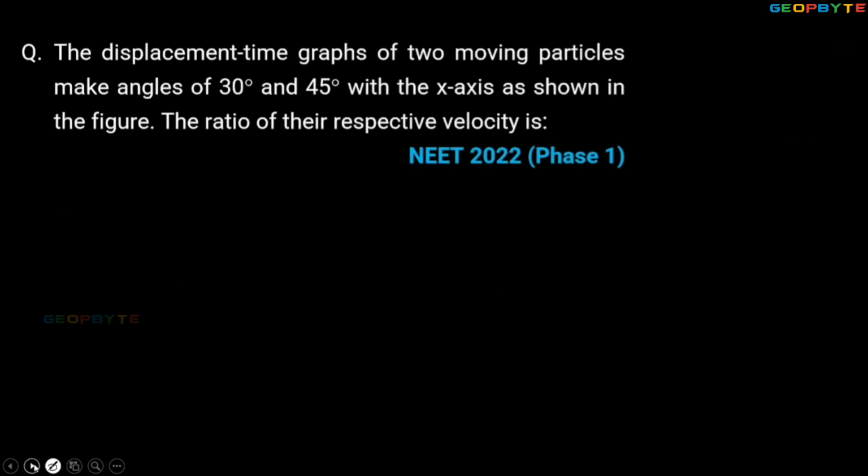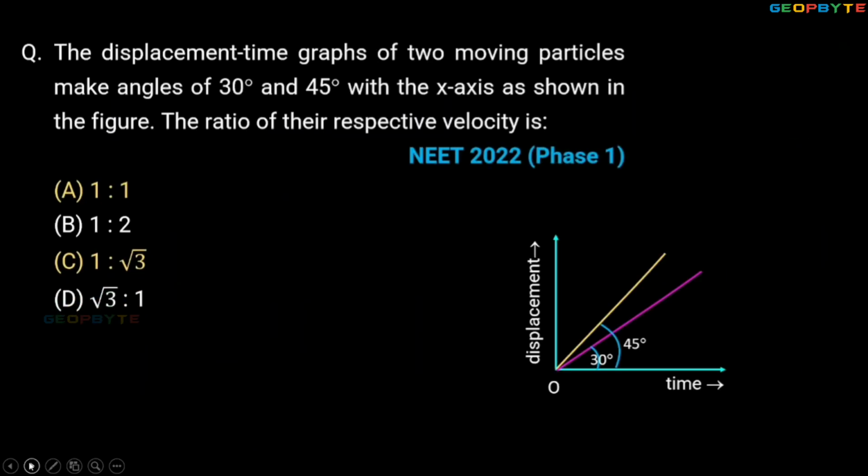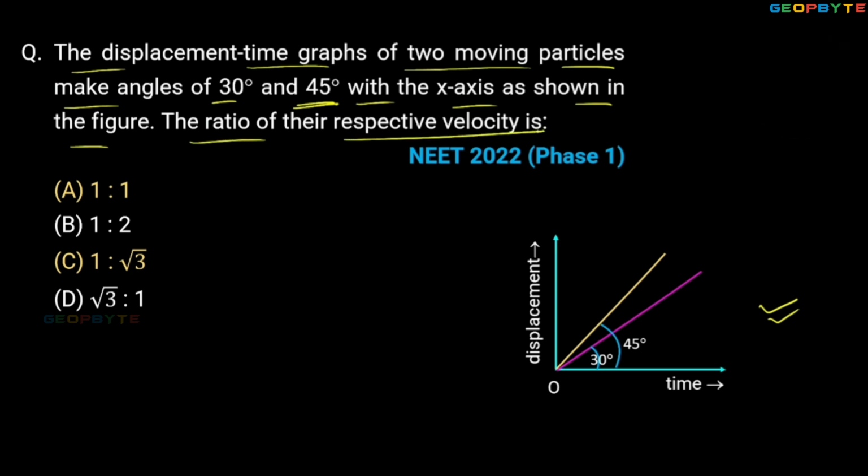Similarly, look at another important problem. The distance-time graphs of two moving particles make angles of 30 degrees and 45 degrees with the x-axis, as shown in the figure. Find the ratio of their respective velocities. You know, velocity equals the slope of the displacement versus time graph.